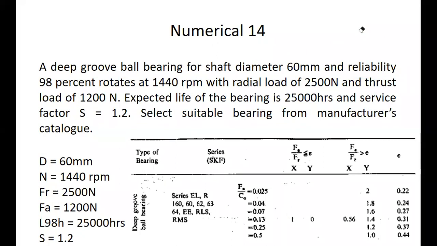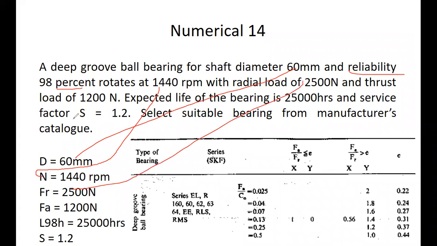So let us quickly write down the given data. First, they have given us the diameter. They have told us at reliability 98%, the shaft is rotating at this much RPM, N RPM. Radial load is given, axial load is given, thrust load is given, and at reliability 98 the life L98 in hours is 25,000 hours. Remember, we always have to convert hours into million revolutions, so we'll use a suitable formula. And load factor S or KA.